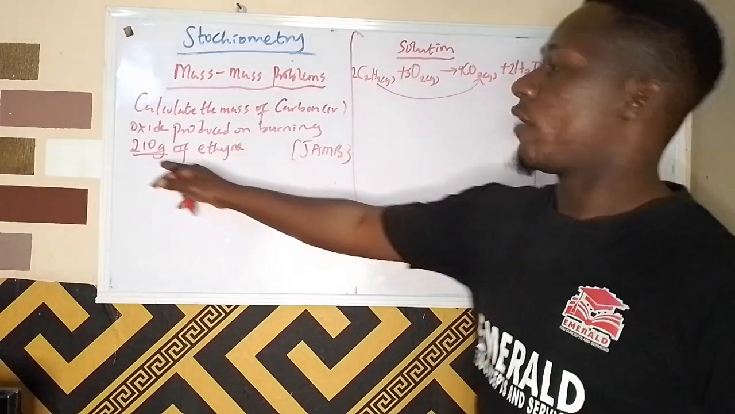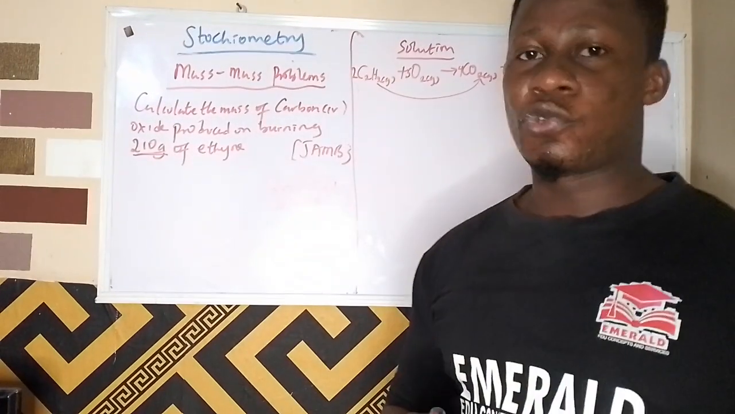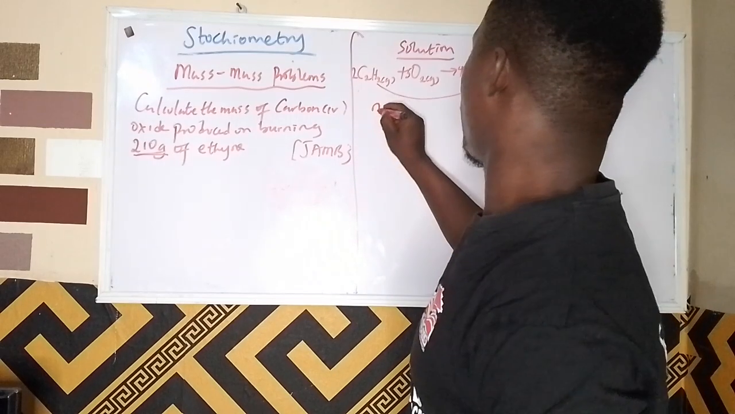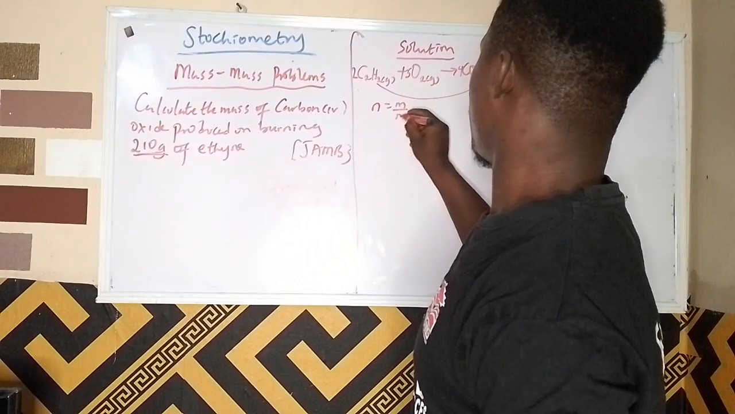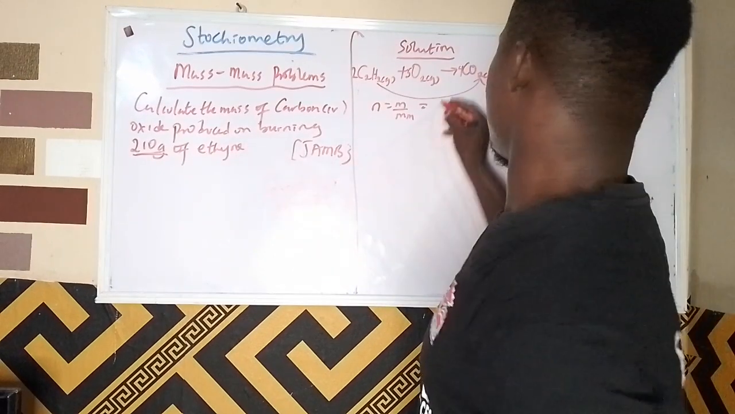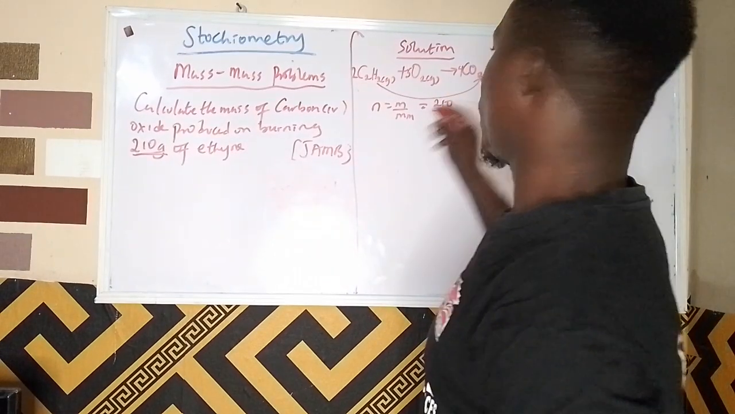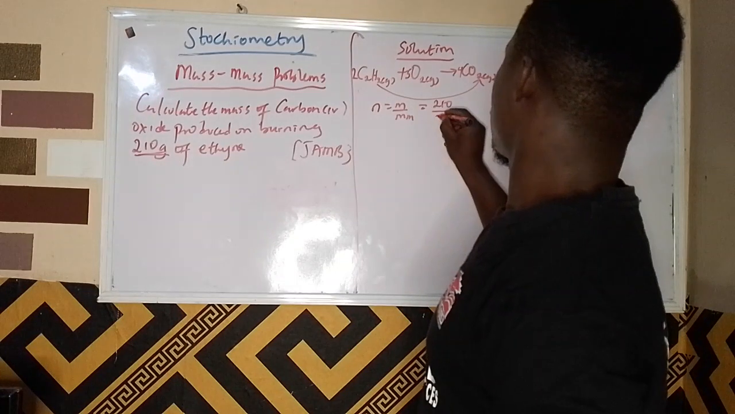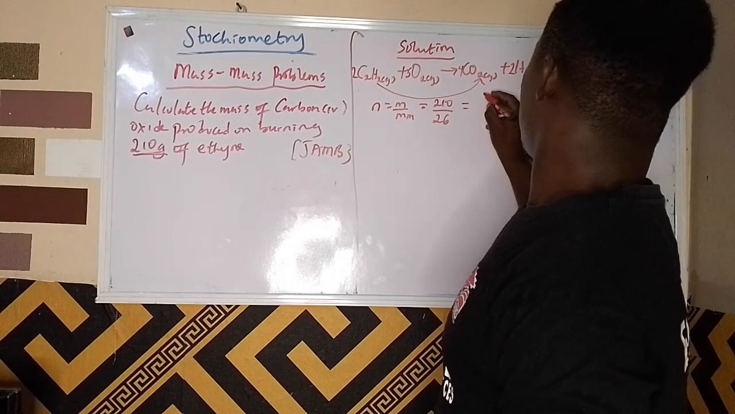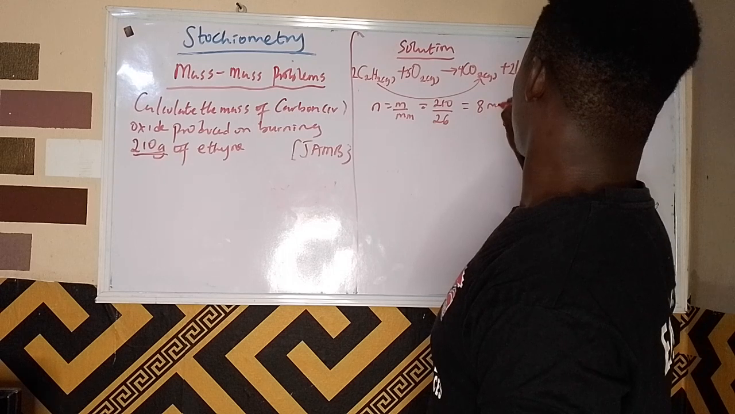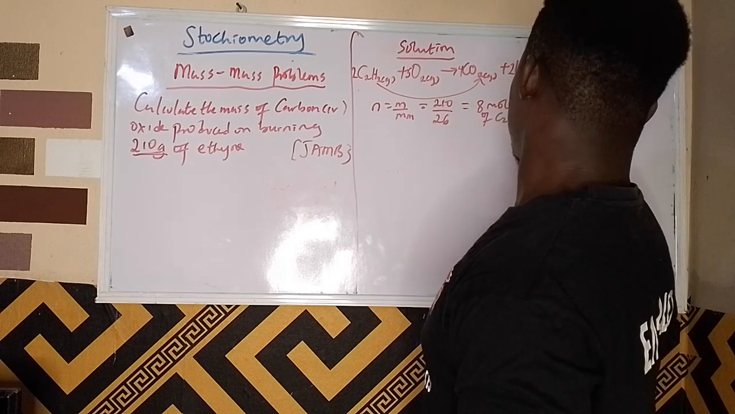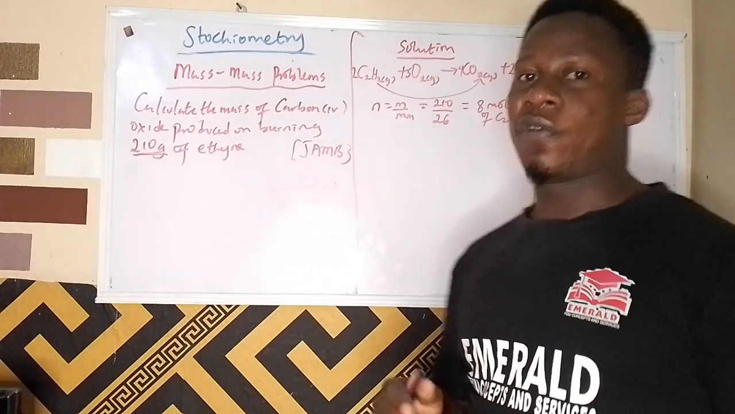Since you have been given mass, the first thing to do is to convert this mass to number of moles by saying number of moles equals mass over molar mass. The mass of ethyne is 210, the molar mass of ethyne is 26, and then you are going to have 8 moles. This is 8 moles of ethyne.